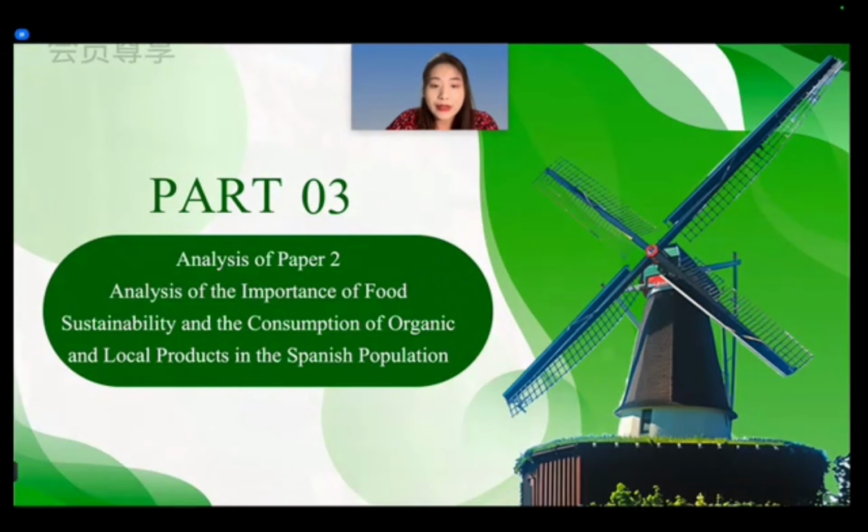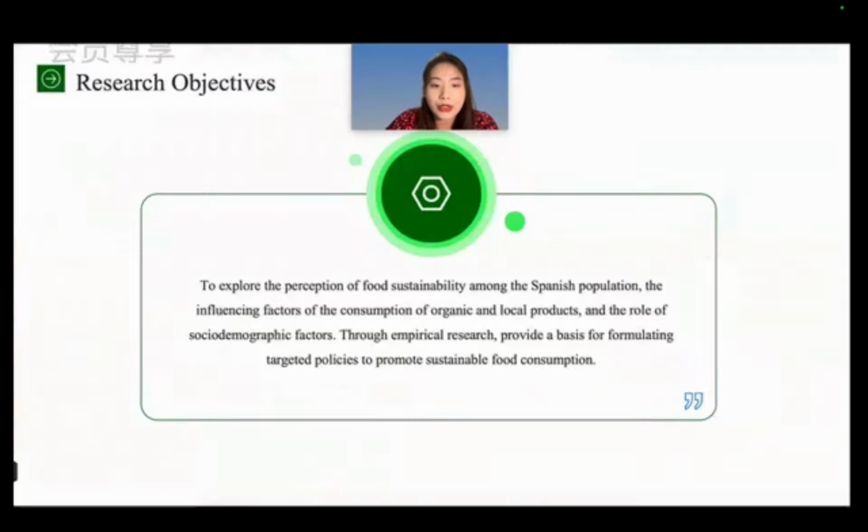Analysis of the importance of food sustainability and the consumption of organic and local products in the Spanish population. The first one, research objective. The researchers wanted to know what the Spanish people thought about food sustainability. They also wanted to find out what made them buy organic and local products.